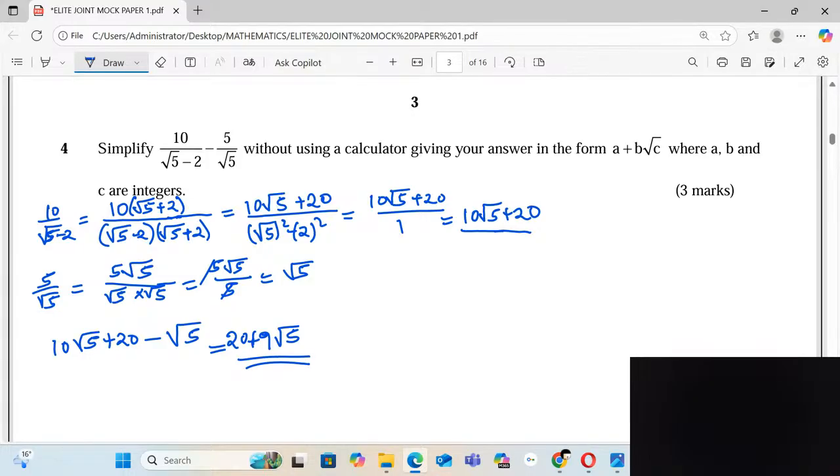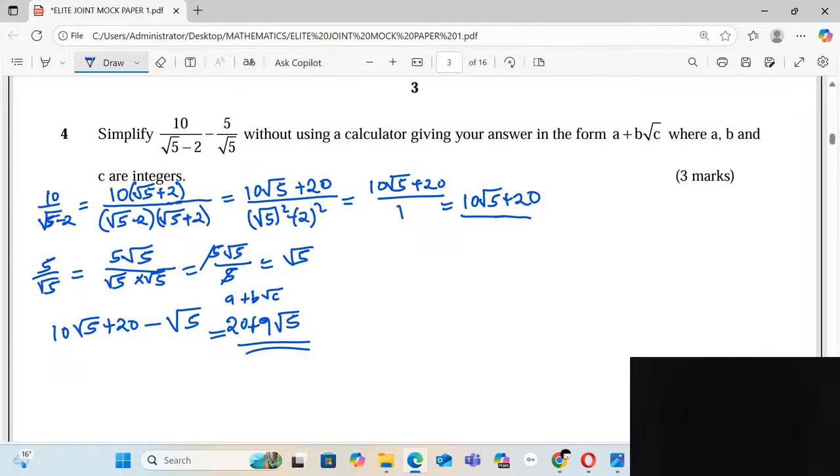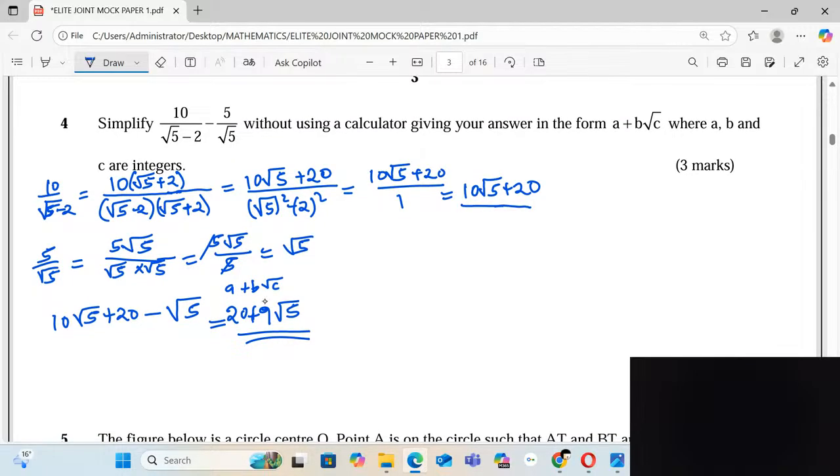We can't go any further. So that is our final answer on the question. The question asks us to make it in the form a plus b root c. That is why we started with 20, then plus 9 root c. This is in the form a plus b root c. So that is it. So that is how you arrive at your final answer.